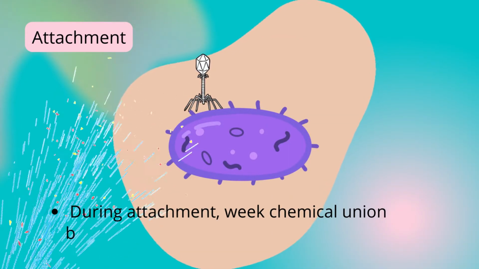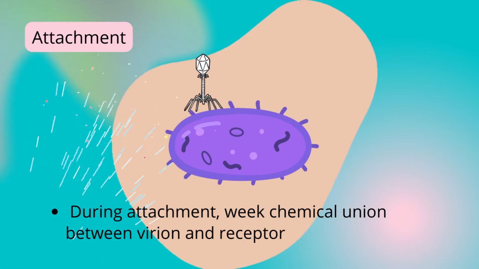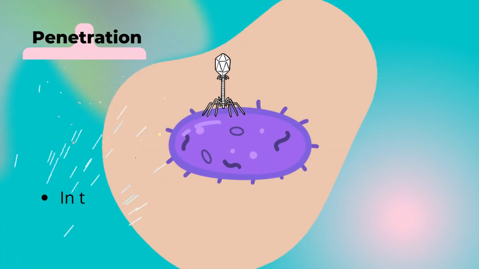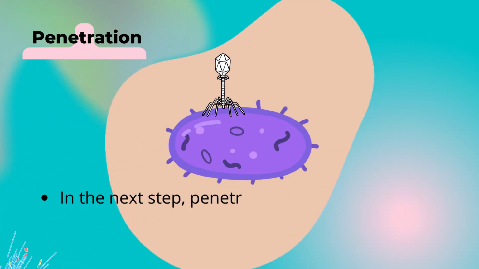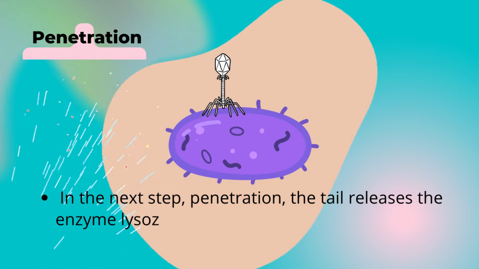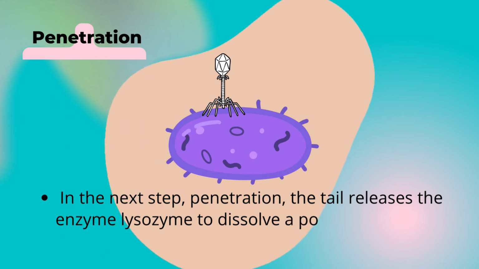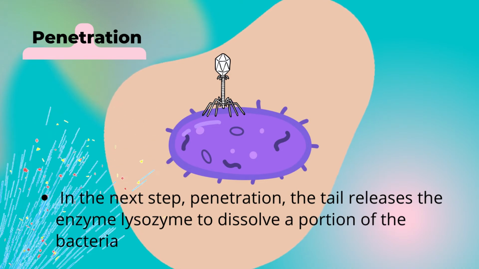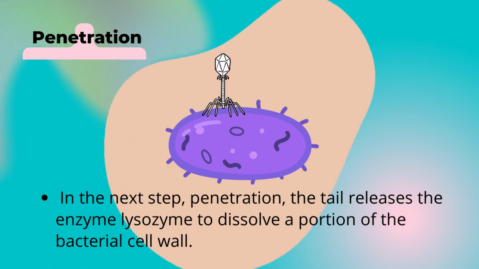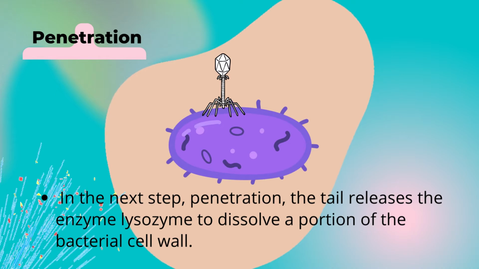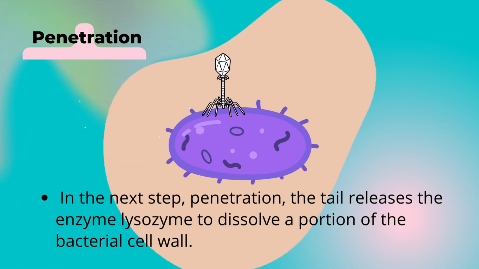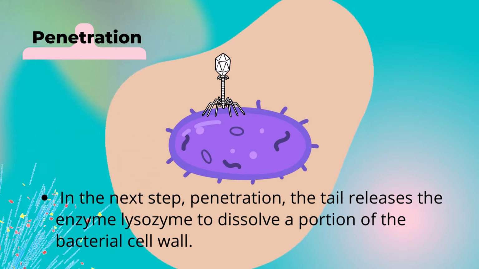As you can see here, during attachment, a weak chemical union between the virion and the receptor site takes place. Next step is penetration. In penetration, the tail of the bacteriophage releases an enzyme, and that enzyme is called lysozyme. This is also a short question. The tail of the bacteriophage releases an enzyme, called lysozyme, to dissolve a portion of the bacterial cell wall.